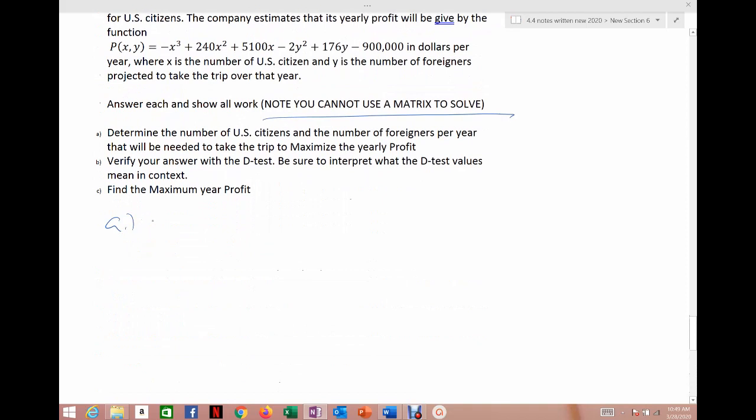So, alright, find our critical values, which means find my first order derivatives and set them equal to 0. Alright, so the first order derivative with respect to x is going to be negative 3x squared plus 480x plus 5100. Set it equal to 0 so you don't forget.